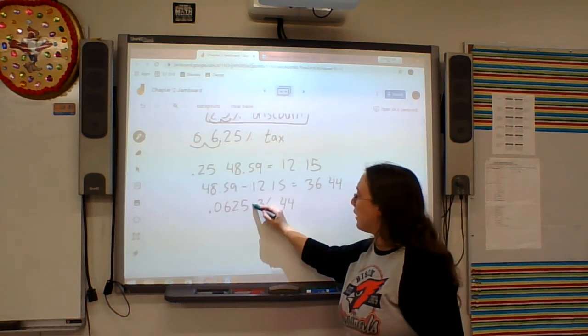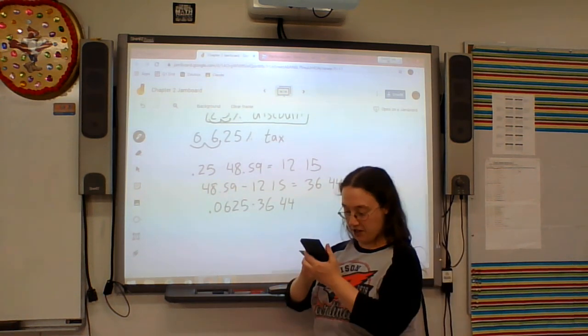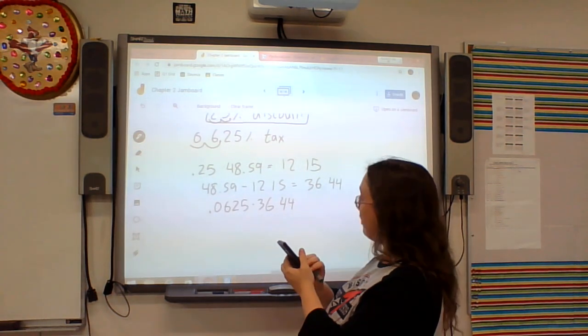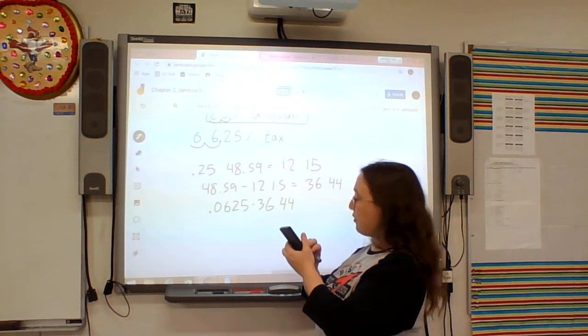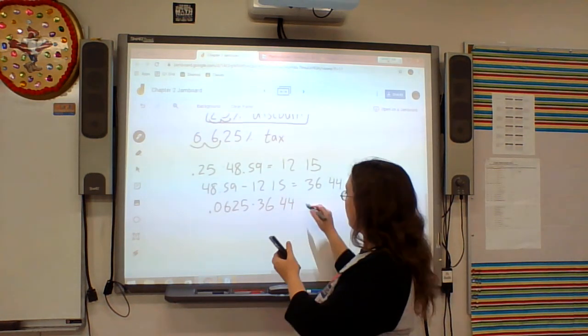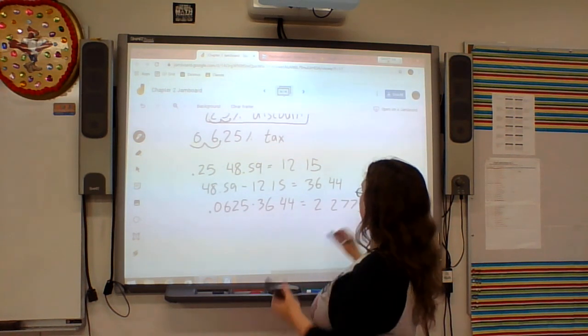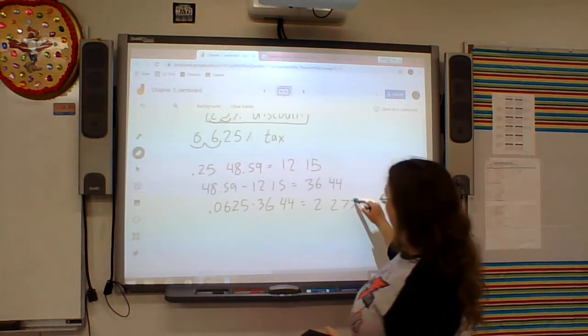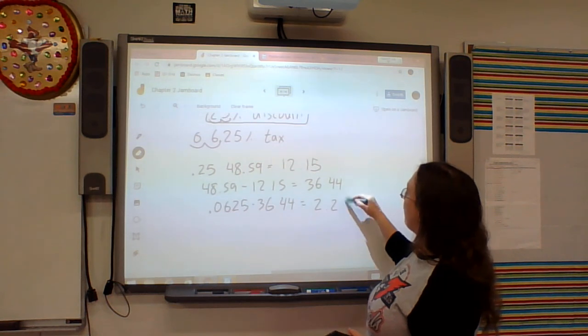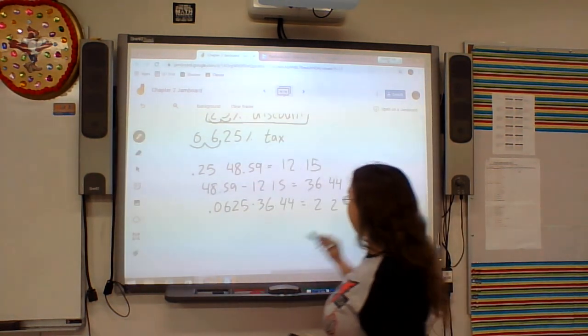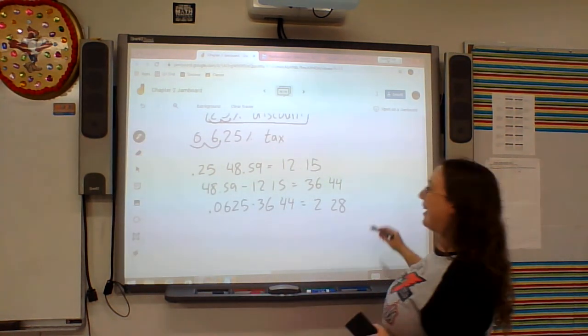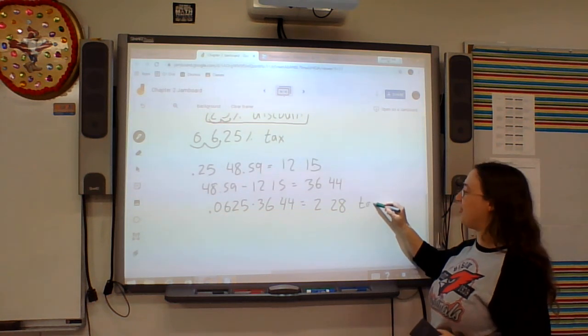And now we're multiplying those. So we get 0.0625 times your 36.44, which gives you 2.2775, and again, money. So we're going to round that up to 0.28. And that was your tax.